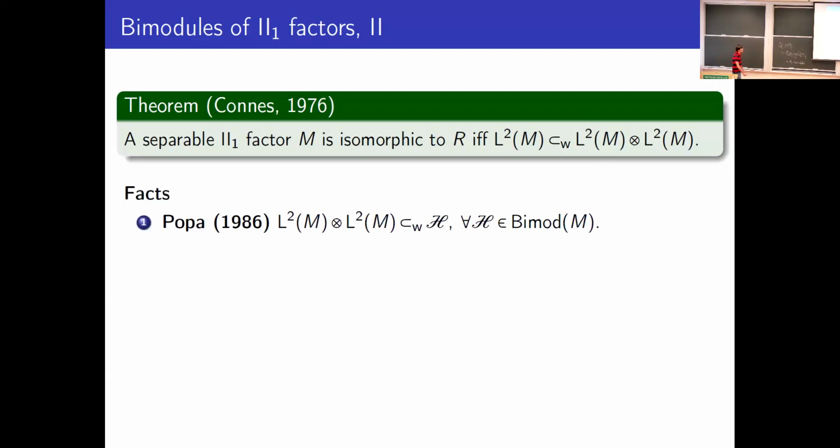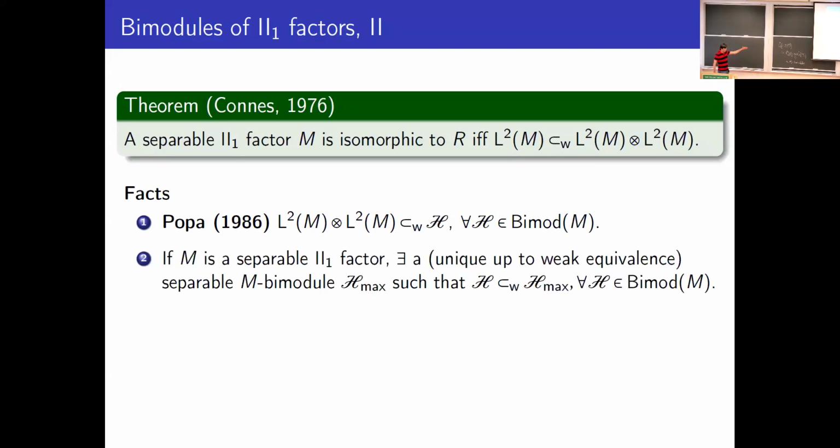All right, so here are some additional facts about bimodules. Popa, in his correspondences paper, noted that there is a minimal element with respect to weak containment, and this is the coarse bimodule. So the coarse bimodule L2 of M tensor L2 of M is weakly contained in any bimodule. And so there's a minimal element, but also you can see right away, or it takes an argument, but I don't think it's very difficult, that there's also a maximal element.